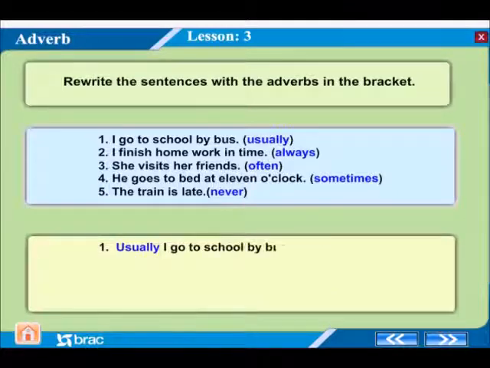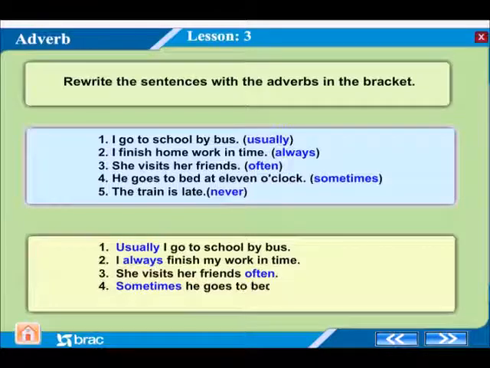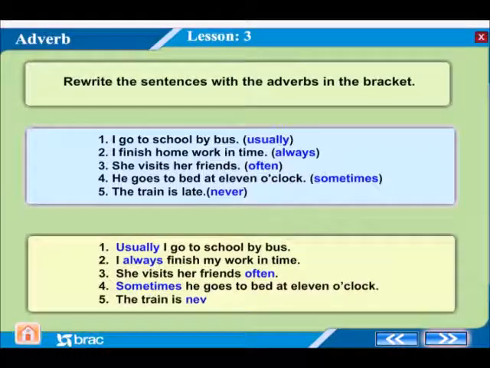Usually, I go to school by bus. I always finish my work in time. She visits her friends often. Sometimes he goes to bed at 11 o'clock. The train is never late.